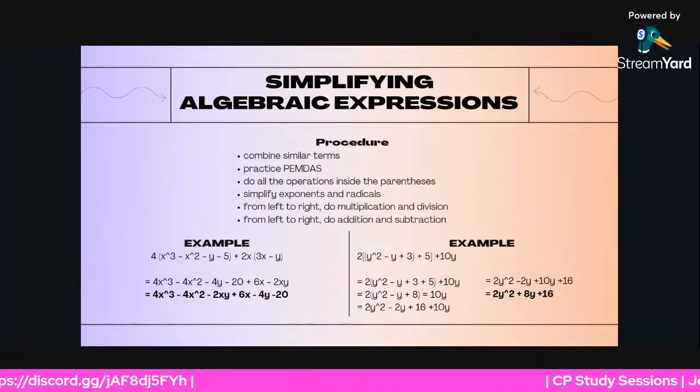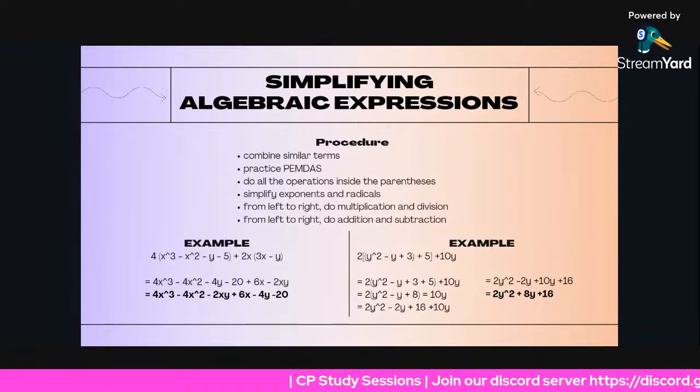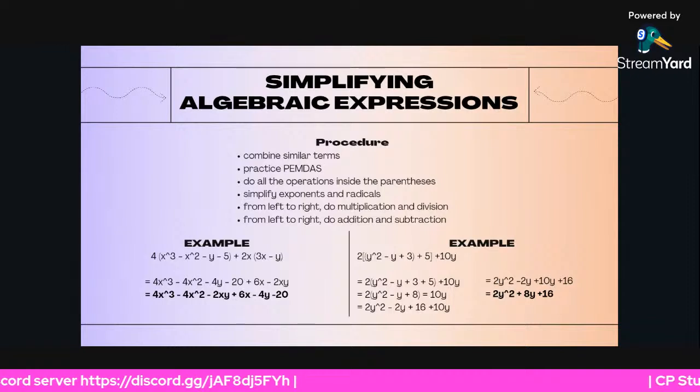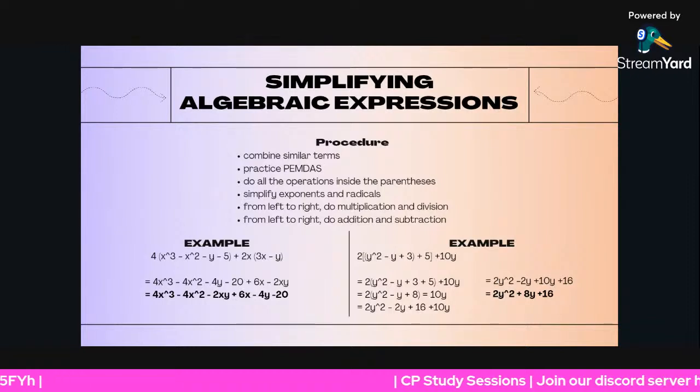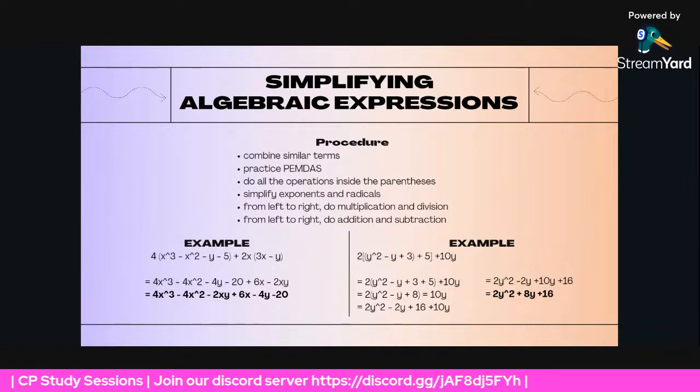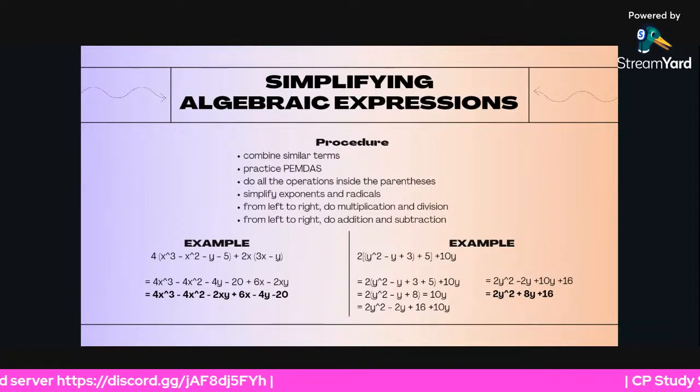You cannot proceed diretso sa multiplication and division if hindi mo pa nagagawa yung operations na nasa loob ng parenthesis or kailangan mo pang mag-distribute ng exponent. So again, PEMDAS. P stands for parentheses, E stands for exponents, M stands for multiplication, D stands for division, A stands for addition, and then S stands for subtraction.